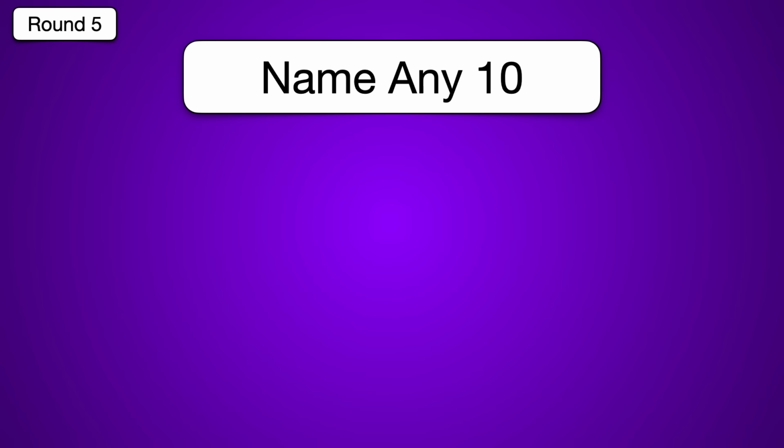Round five is the Any 10 round. The way this round works, on the next screen, you're going to see two questions. Each require 10 answers, and you can choose which question you would like to answer. Now, you can't pick both of them. You have to pick one, so pick the one you know the most about or have the best chance of getting. Now, once you've read the question, you have roughly 1 minute to come up with your 10.